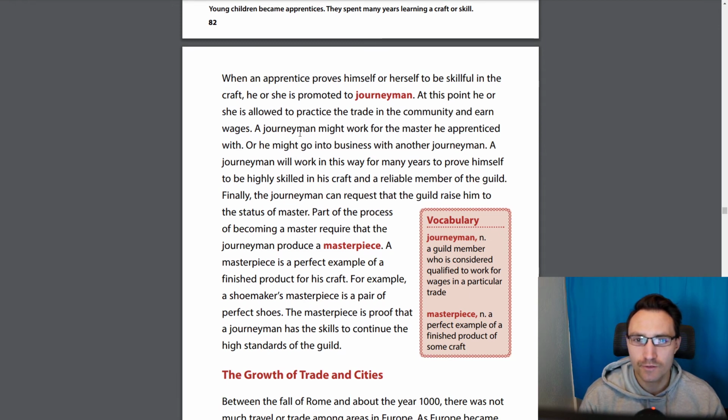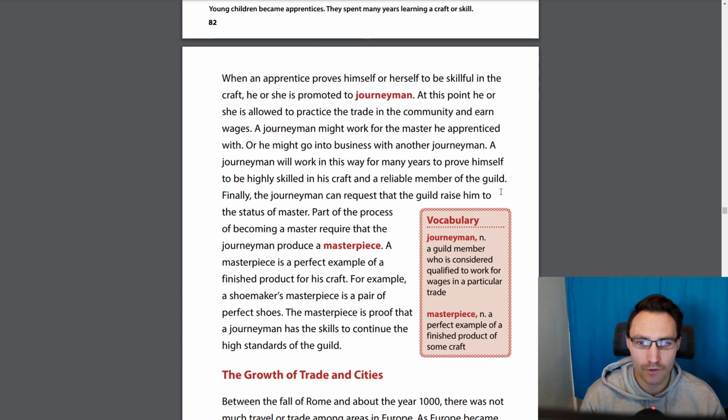When an apprentice proves himself or herself to be skillful in the craft, he or she is promoted to journeyman. All right, let's pause there and learn what a journeyman is. A journeyman is a guild member who is considered qualified to work for wages in a particular trade. So they're apprentice, not learning money, but just learning the skill, but then they get promoted to someone who is qualified to work for wages, to earn money.